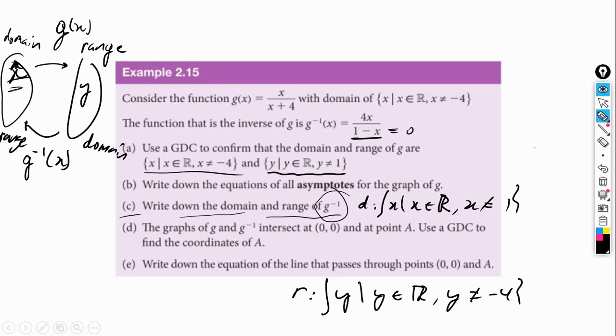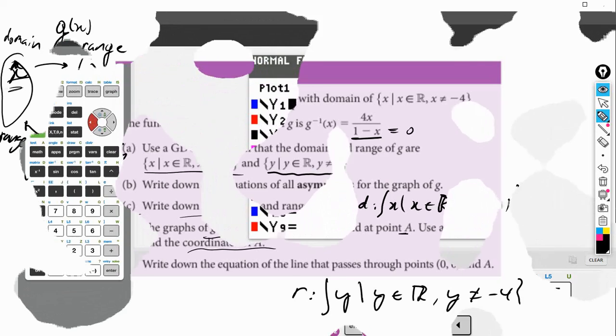So for part D, they want us to find the following. It says the graphs of G and its inverse intersect at the origin (0, 0) and at point A. Use a graphing display calculator to find the coordinates of A. So we're going to graph both G of x and its inverse, and we are going to find out what the coordinates of A are.